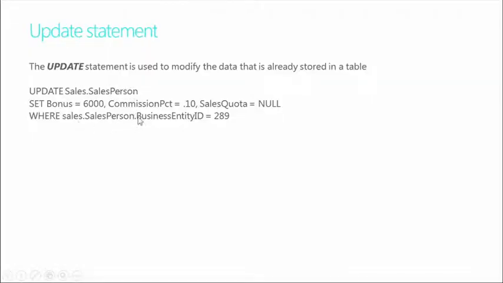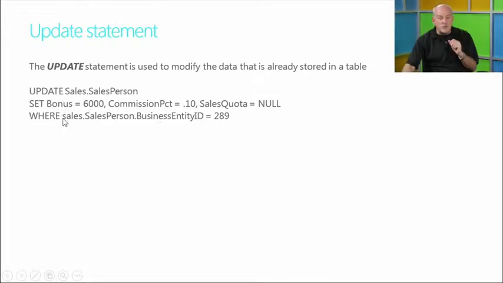All right, the update statement. We're going to update salesperson. Again, I changed this query slightly to stay with our theme, what we were working with. With update, you specify the table. Set is the keyword here. Set bonus equals 6,000, commission percentage equal 10, and sales quota equal null. So what this would do is set those values on those three fields where sales.salesperson.businessentityid equals 289.